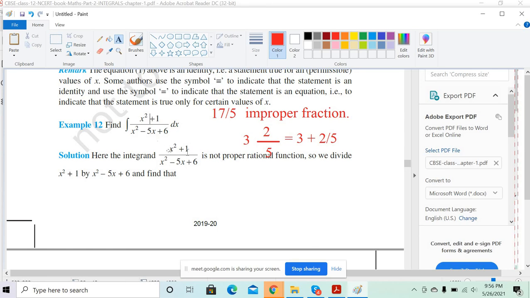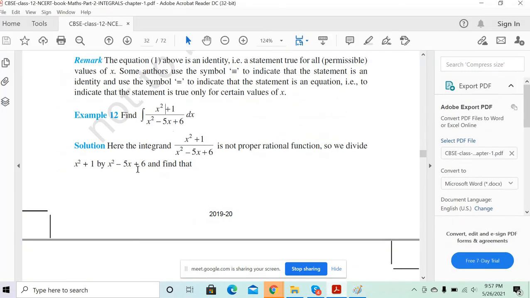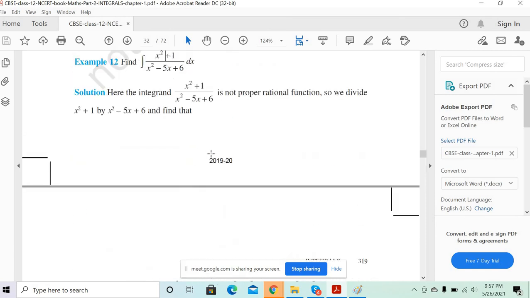You divide x square plus 1 by x square minus 5x plus 6. Put the quotient here and the remainder here. Got it? Then do the integration here and the integration here. Did you understand? So x square plus 1 we need to divide by x square minus 5x plus 6 using the long division method. Okay, understood this part?